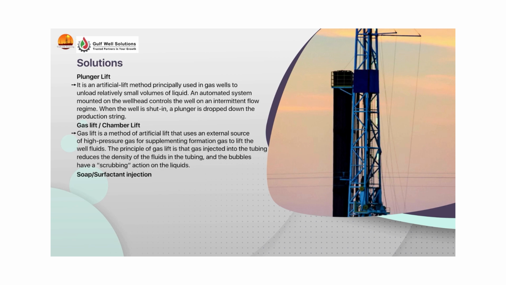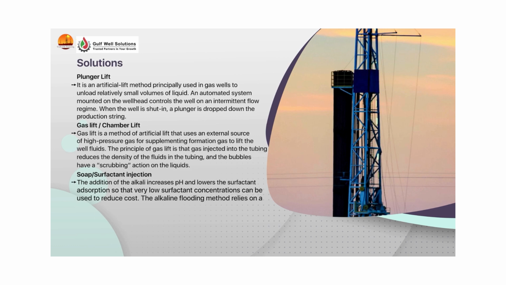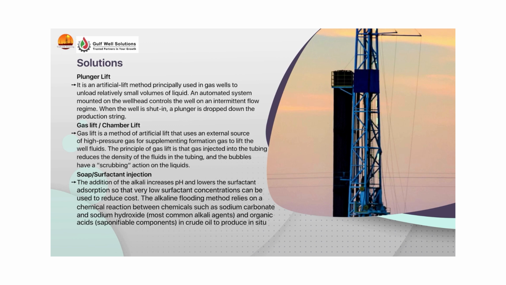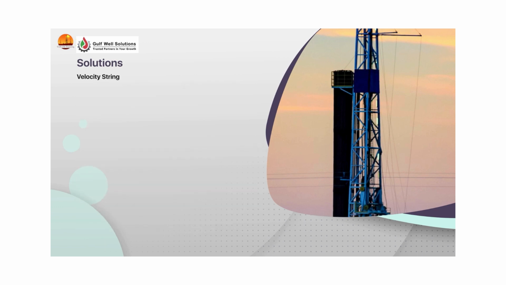Soap or surfactant injection. The addition of the alkali increases pH and lowers the surfactant adsorption so that very low surfactant concentrations can be used to reduce cost. The alkaline flooding method relies on a chemical reaction between chemicals such as sodium carbonate and sodium hydroxide, most common alkali agents, and organic acids, saponifiable components, in crude oil to produce in situ surfactants, soaps, that can lower interfacial tension.